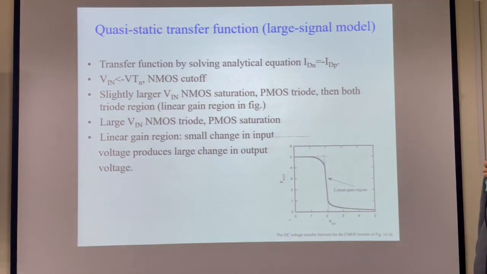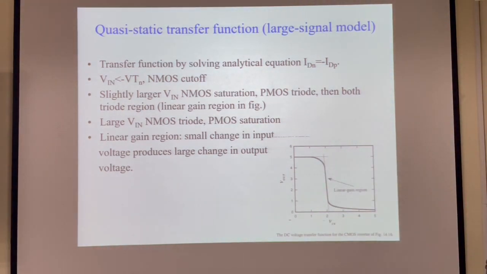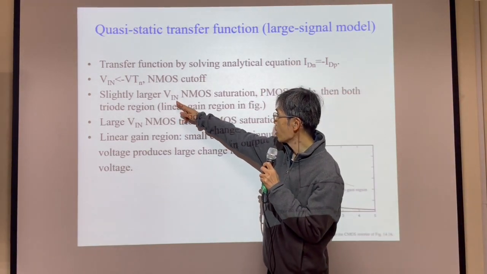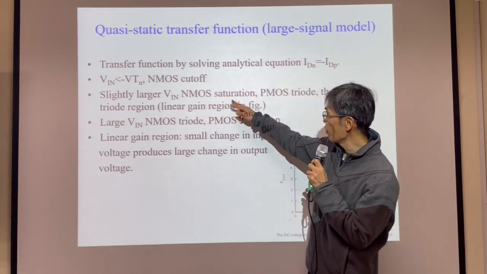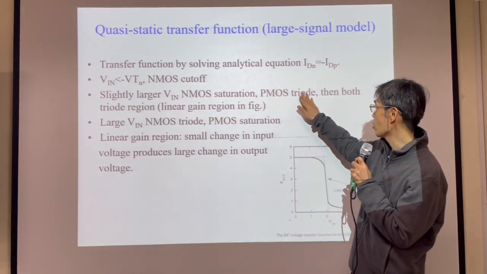Okay, could you read the third point? Both PMOS and NMOS operate in the triode, the linear region, not the saturation region. So slightly larger VE: NMOS saturation, PMOS triode.